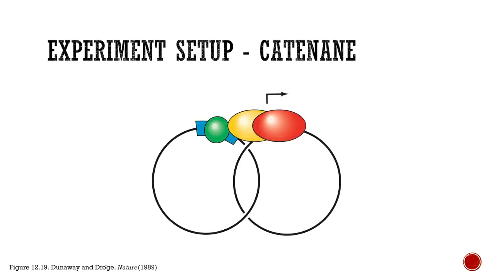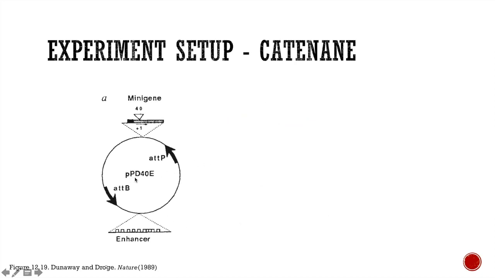First of all, they made a catenane, as shown in figure 12.19. In order to show that the protein-protein interaction doesn't need the enhancer and the promoter to be on the same DNA molecule, but still requires them to be tethered together, Dunaway and Droge constructed a plasmid, pPD40E. It has an enhancer on one side and an RNA minigene on the other side, about 3.7 kilobase pairs apart, with a promoter and lambda phage integrase sites, attP and attB, in between.